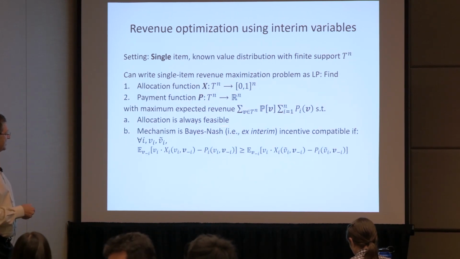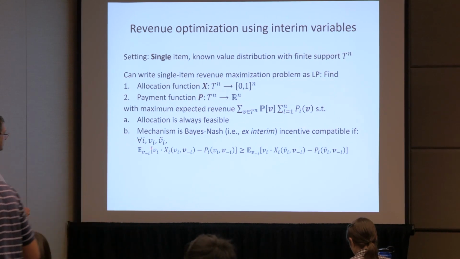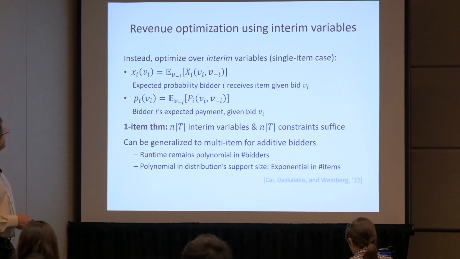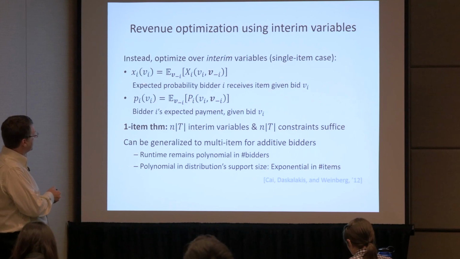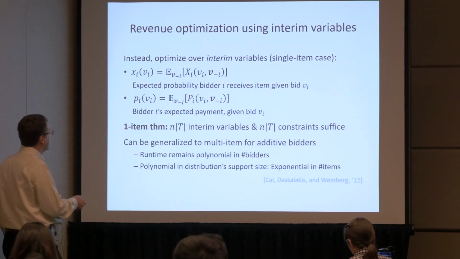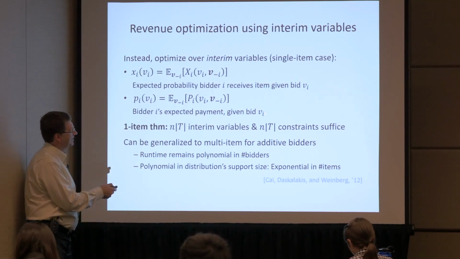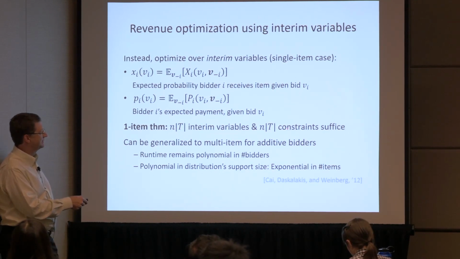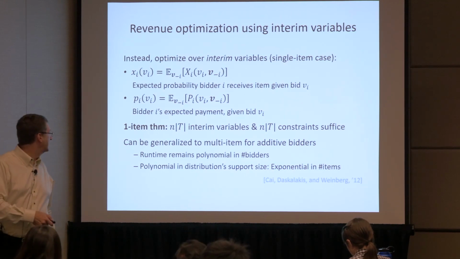If you want to have a Bayes-Nash incentive compatible mechanism only, not exposed, you get this. And there's still t to the n variables. But the idea is that instead you can optimize over the interim variables in the single item case. So this is not for multiple items, where the variables are the expected probability bidder i receives item i given bid v_i, and the payments, bidder i's expected payment given v_i. So for one item you get this nice cut down on the complexity in that the number of variables is linear instead of exponential, and so is the number of constraints.